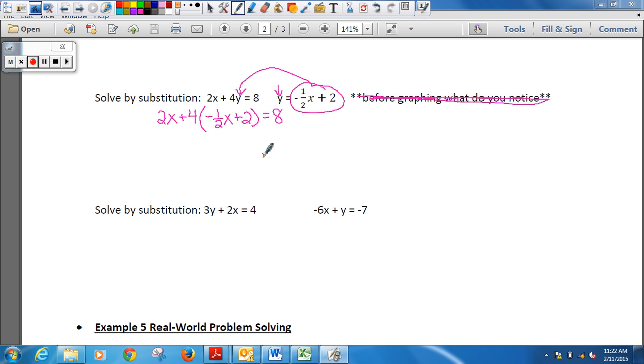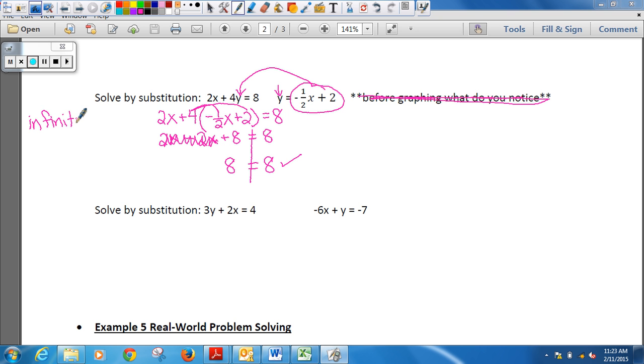And now I need to solve this equation for x. So I need to use my distributive property. 2x plus 4 times negative 1/2 x is negative 2x. 4 times 2 is 8. And I have 2x minus 2x. 2x minus 2x is 0. That cancels out, and I'm left with 8 equals 8. 8 does equal 8. So if 8 does equal 8, that means that I'm going to have infinitely many solutions.